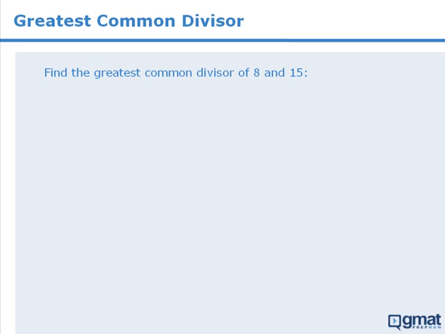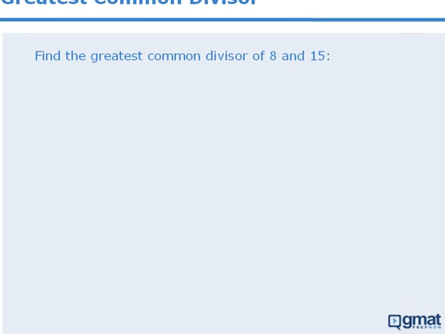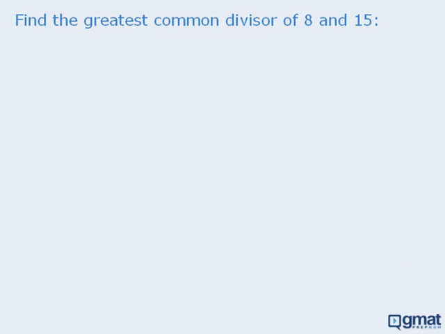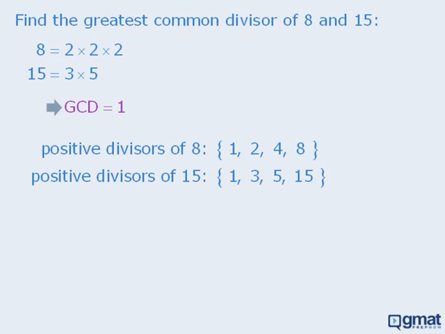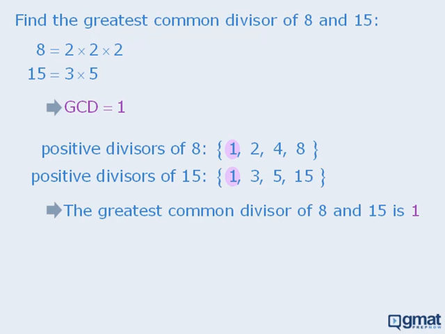For example, let's say you want to find the greatest common divisor of 8 and 15. Using the prime factorization technique, we'll first find the prime factorization of 8 and the prime factorization of 15. Notice that 8 and 15 do not share any prime factors. So what, then, is the greatest common divisor here? When two or more numbers do not have any prime factors in common, the greatest common divisor will equal 1. The reason for this is that although it isn't necessarily apparent here, all positive integers have 1 as a divisor. So if we list the positive divisors of 8 and 15, we can see that both numbers have 1 as a common divisor. So the greatest common divisor of 8 and 15 is 1.